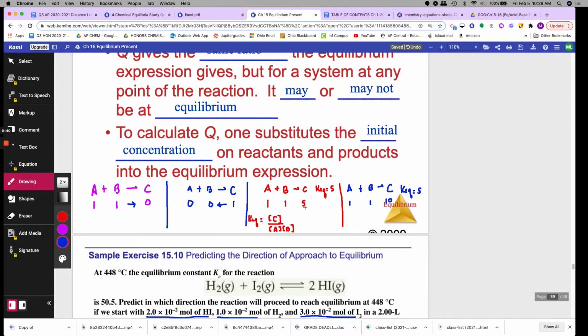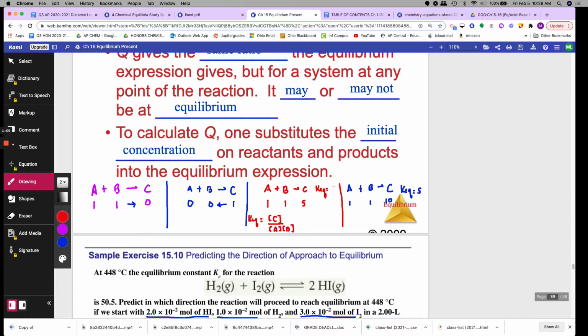Okay, now if you have this reaction where you have 1 of A, 1 of B, and 5 of C, which way will this proceed? Will it go to the left because you have too much products, or will it go to the right? You really don't know. You need K equilibrium to find out, to see the ratio of products over reactants.